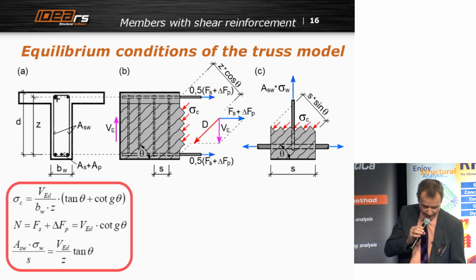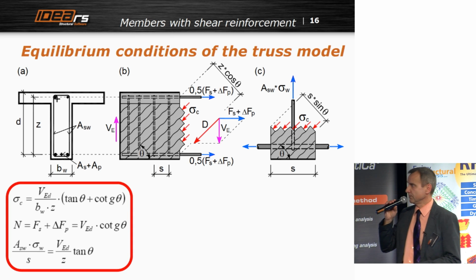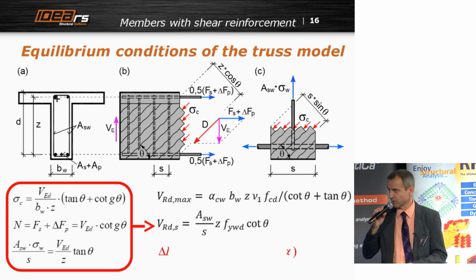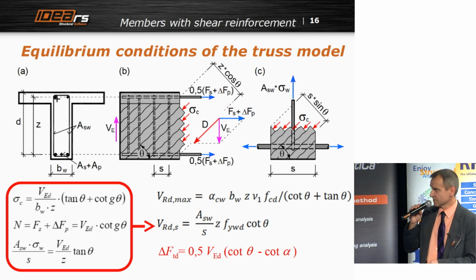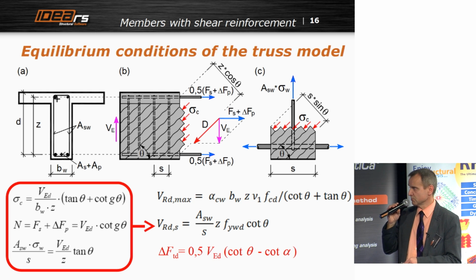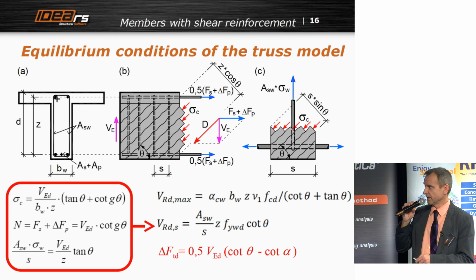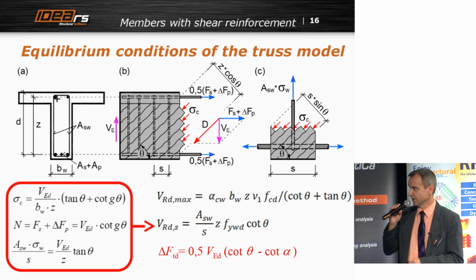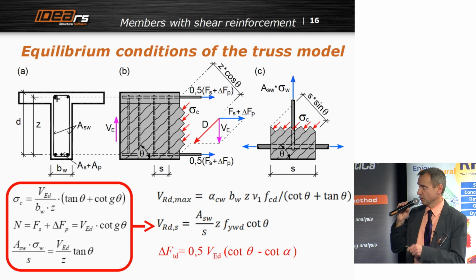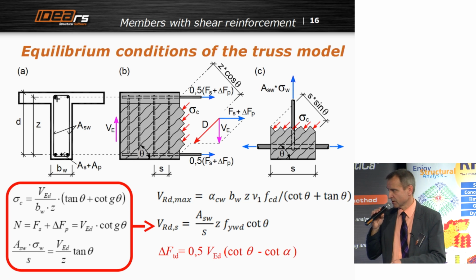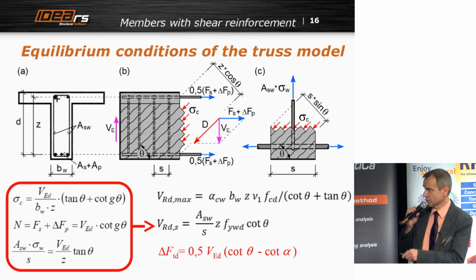And from these equilibrium conditions, we can derive the formulas which are in Eurocode, and those are this one. This is the formula for the maximum shear force due to the resistance of the strut. This is due to the resistance of the stirrups. But here you have an additional condition for longitudinal reinforcement.